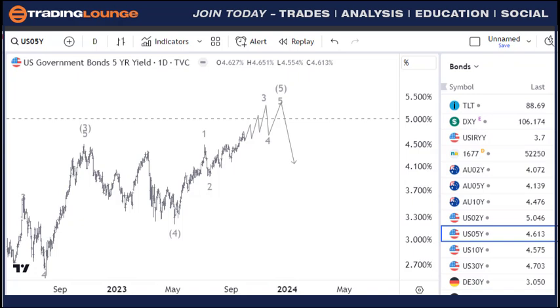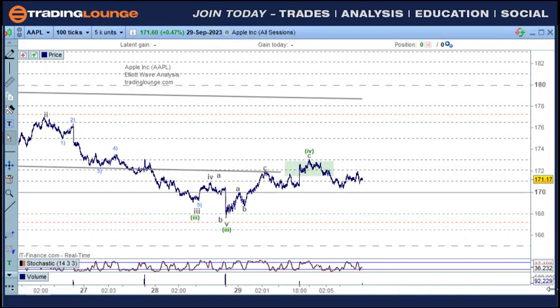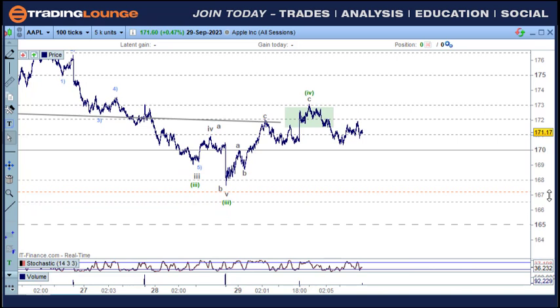Anyway, just pointing out that a lot of the stocks we're looking at, we'll be looking at this wave 4 here. So with Apple, there's a couple of things. We're looking for a rally, and if you can see, we've also got a reasonable little 5-wave structure coming up here.